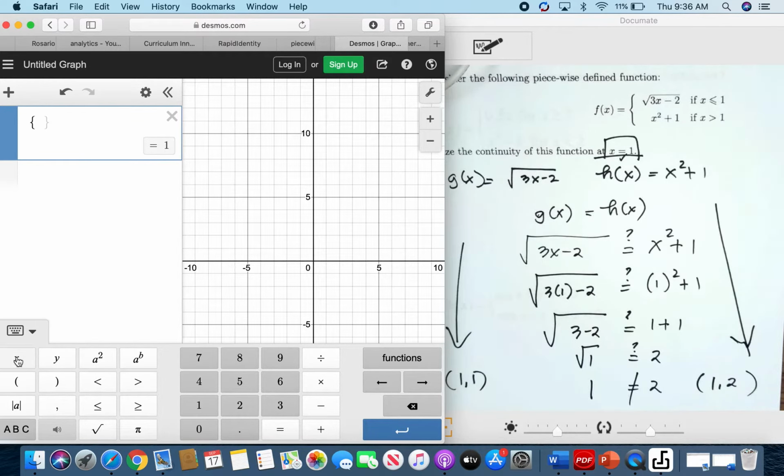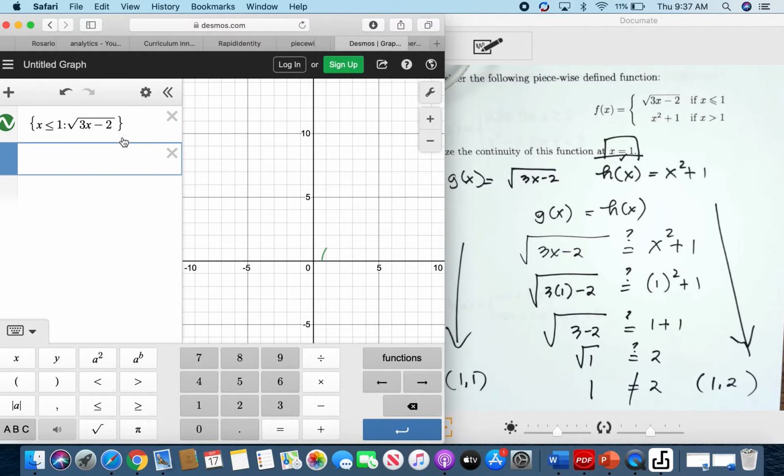So your x is less than or equal to 1. And then put a colon. Then after that, put your equation, that's the square root of 3x minus 2. So therefore, this is the graph of the first piece when x is less than or equal to 1. So it means that your x here cannot be greater than 1. So it should be to the left of 1.